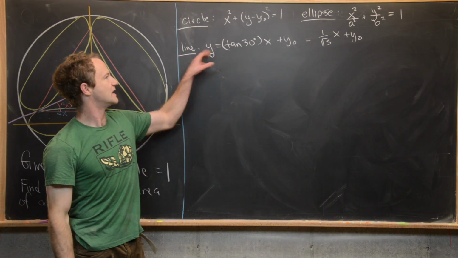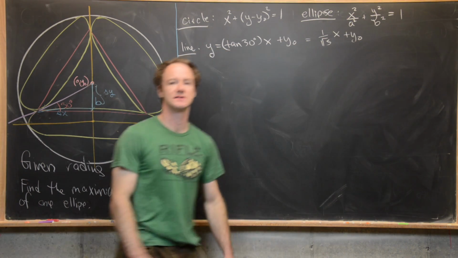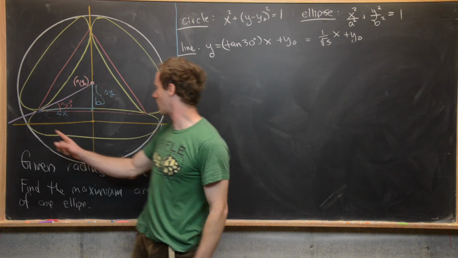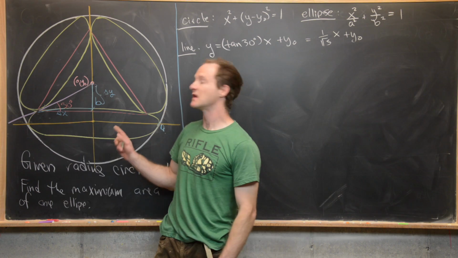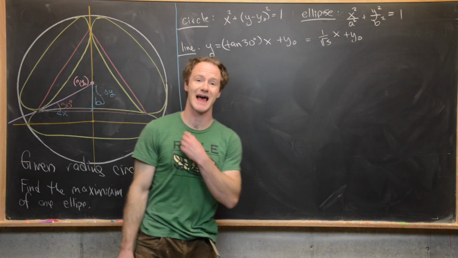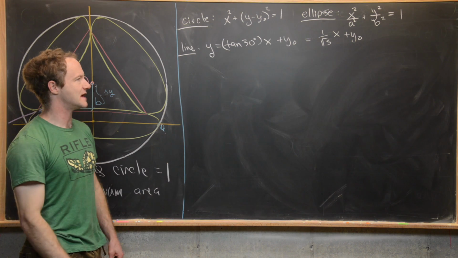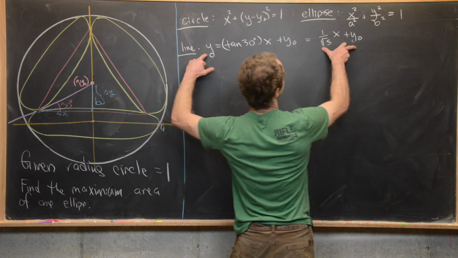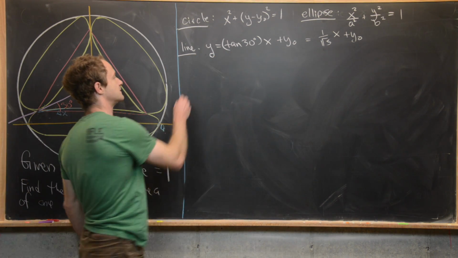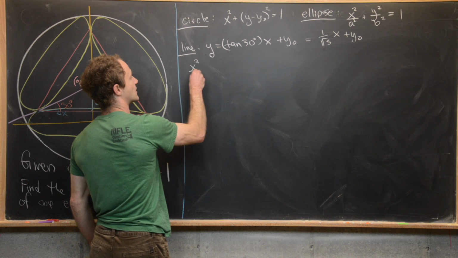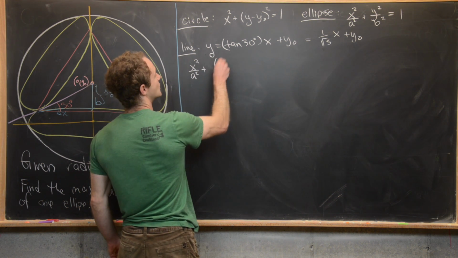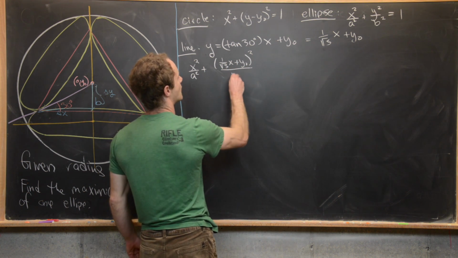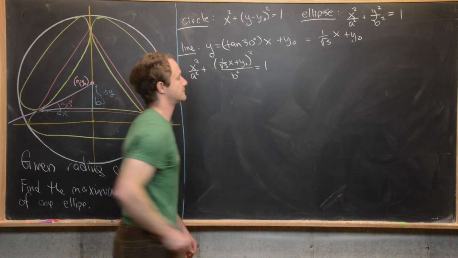Next, we'll insert the equation of this line into the equation of this ellipse in order to find the intersection point of this purple line with this bottom yellow ellipse. Notice that this tangency means that there's actually only one intersection point, which we'll make use of as we move forward. Okay, so like I said, we're going to plug this value of y into the equation of this ellipse. So that gives me x squared over a squared plus ((1 over root 3) x plus y naught) squared over b squared equals 1.